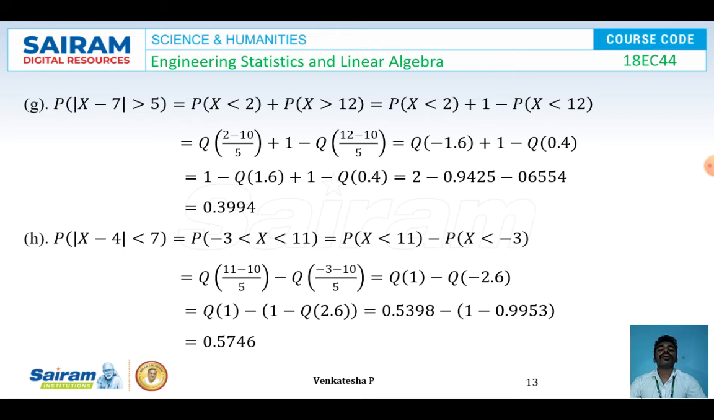So Q of 1, and converting Q of −2.6 as 1 minus Q of 2.6. So it will be equal to 0.5398 for Q of 1 minus 1 minus 0.9953 for Q of 2.6. It will be equal to 0.5746.